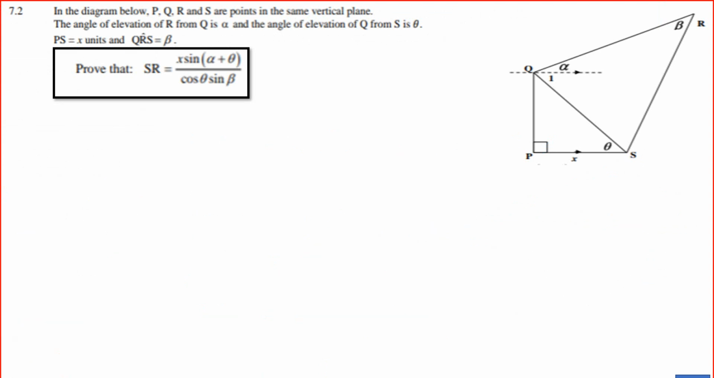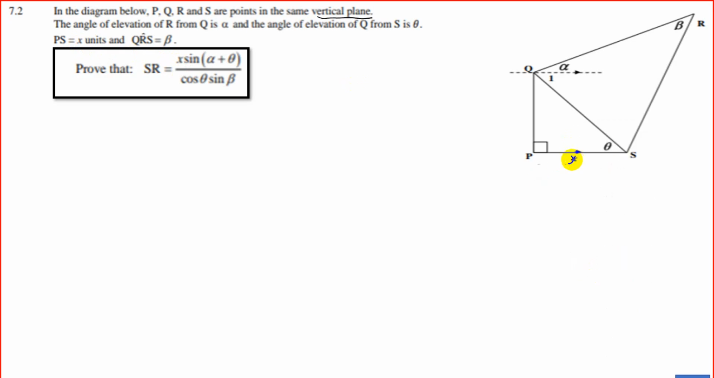And it reads as follows. In the diagram, P, Q, R, and S are points on the same vertical plane. The angle of elevation of R from Q is alpha. Well, we see it's in the diagram. And the angle of elevation of Q from S is theta, which is in the diagram.